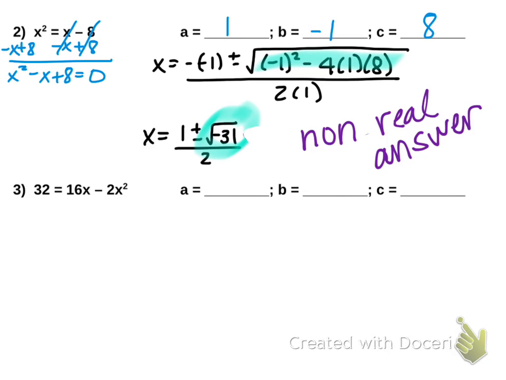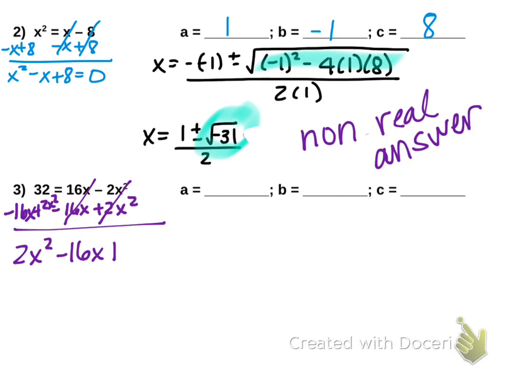All right, let's look at the next one. I am going to move my 2x squared and my 16 over. Now, yes, this is more work, but I like A to be positive. That's just my personal preference, but you could move 32 over. So I have 2x squared minus 16x plus 32. I do like to write it in standard form, so I like to put it in quote-unquote order. So A is 2, B is negative 16, and C is 32.